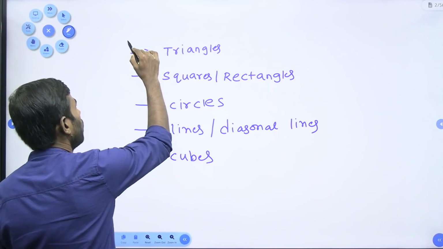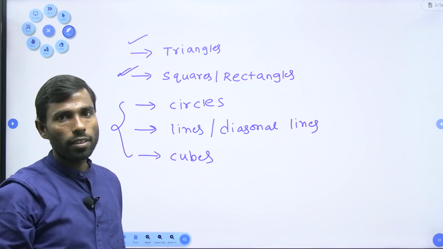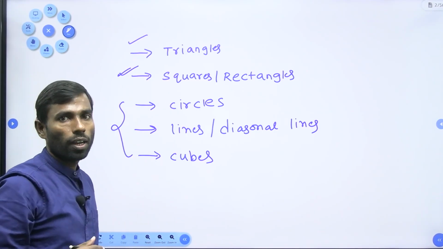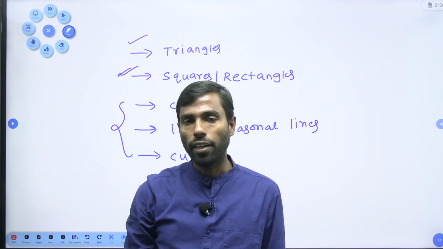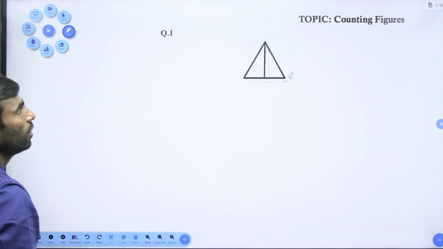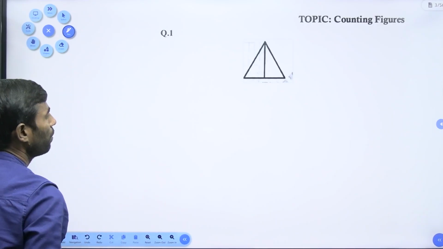Mostly we focus on triangles, squares and rectangles. These three are very easy and we can study quickly. But in triangles, squares and rectangles, we follow some logics. Some confusing figures are there. We'll see one by one. Now see the first figure. How many triangles are there in the given figure?